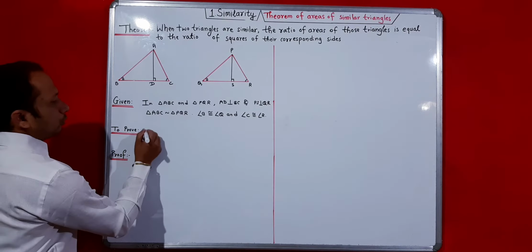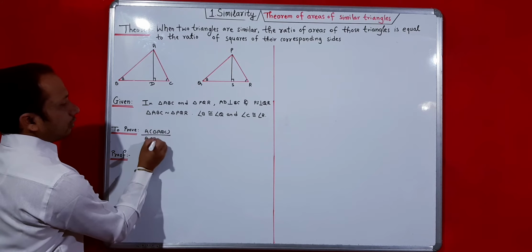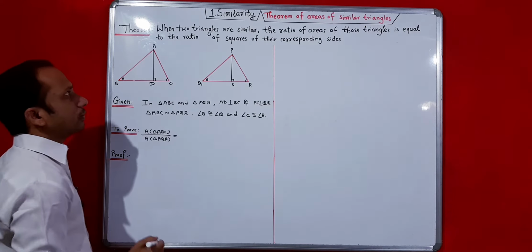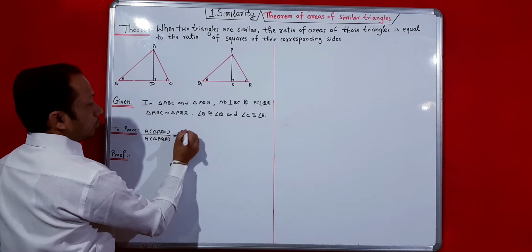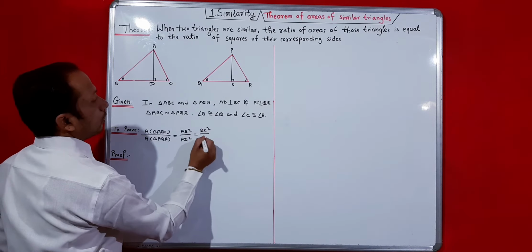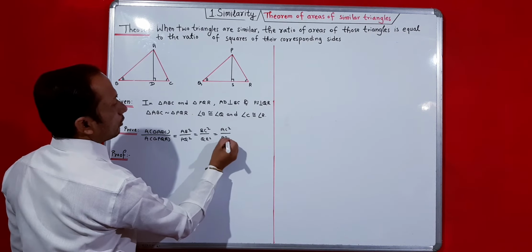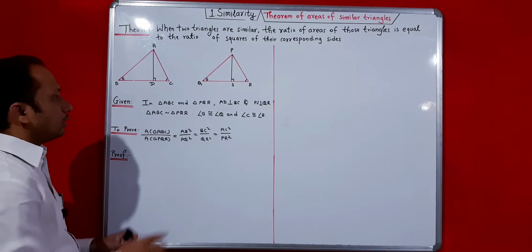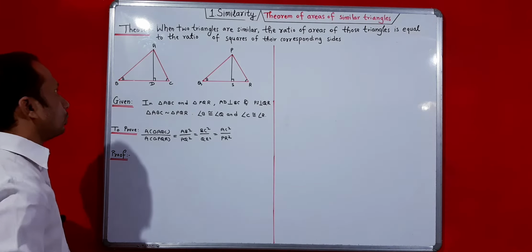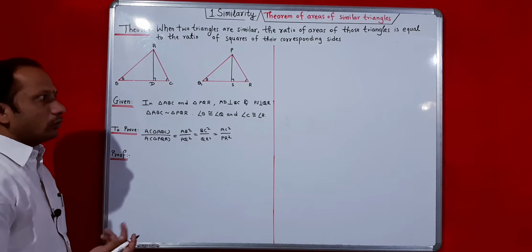Now, what we have to prove: area of triangle ABC upon area of triangle PQR is equal to the ratio of the squares of the corresponding sides of the given triangles, that is, AB square upon PQ square, BC square upon QR square, and AC square upon PR square. We have to prove this. These all things are given in these triangles, now how is this possible?